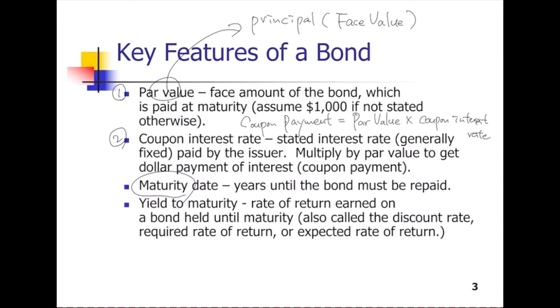And the second one is yield to maturity. We can write down YTM, yield to maturity. It means the rate of return on the bond held until maturity. When the bond investor holds until maturity, they can expect this rate of return. It is also called the discount rate, required rate of return, or expected rate of return. It has many names, so I will explain in more detail later.